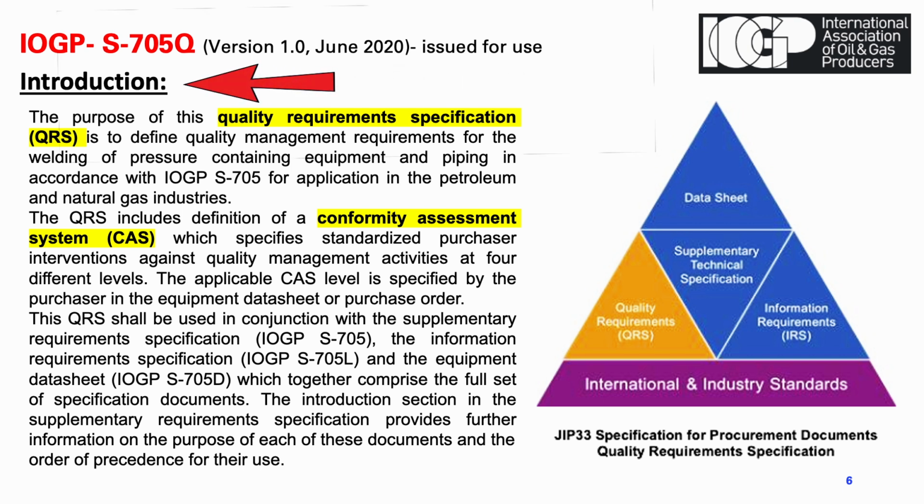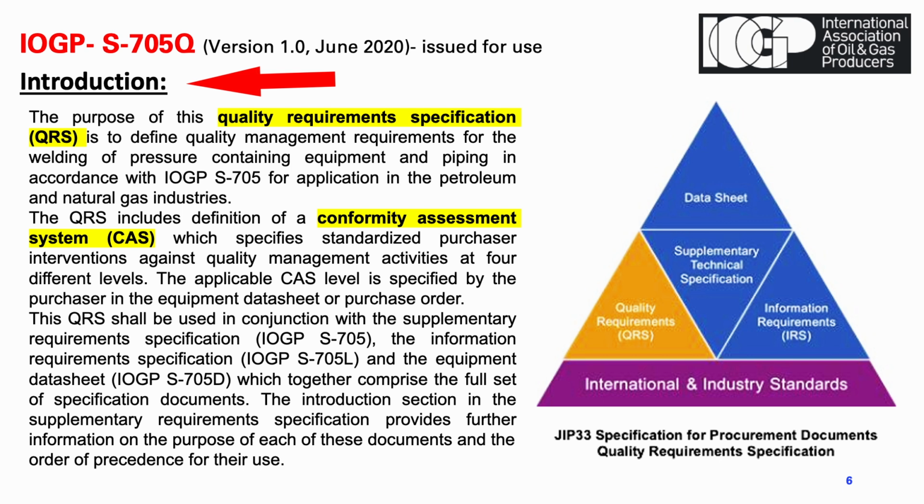Introduction of this IOGP S705Q. The purpose of this quality requirement specification, QRS. So remember this abbreviation, which we will be frequently using in this standard: QRS means quality requirement specification. It is to define quality management requirements for the welding of pressure containing equipment and piping in accordance with IOGP S705 for application in the petroleum and natural gas industries.